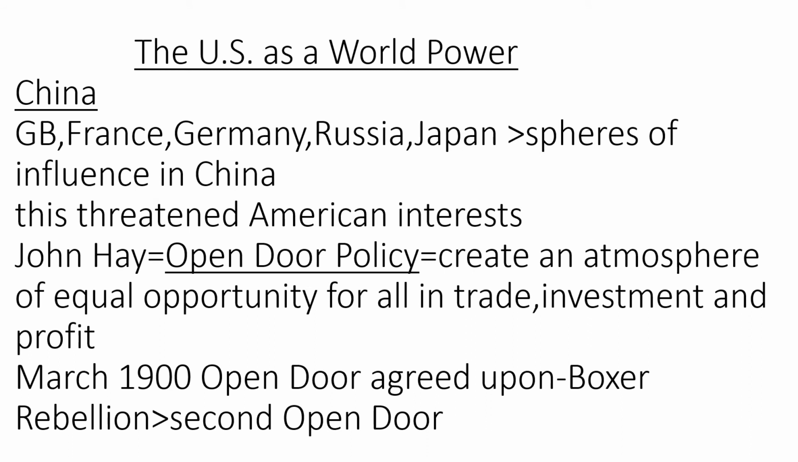Following the Spanish-American War, the United States took the stage as a world power. The first area it exercised its influence in was China. Western powers and Japan had all colonized parts of China, and to prevent competing against each other's interests, divided China into spheres of influence or areas that were under indirect control of an outside power. Left out of this were the Americans, who saw their economic interests threatened.